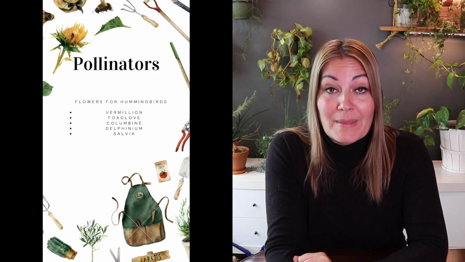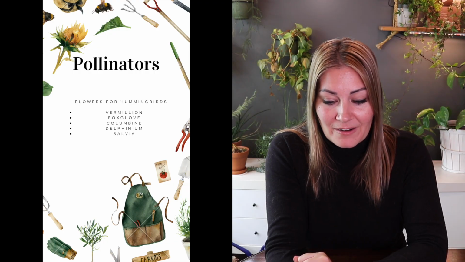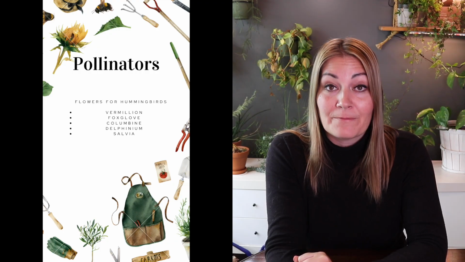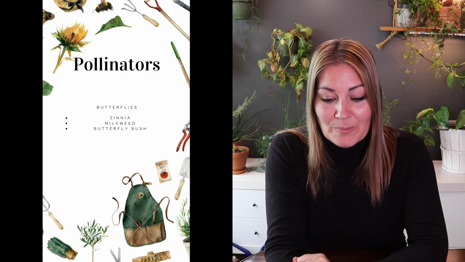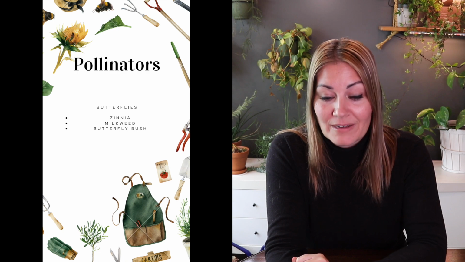If you want to attract hummingbirds into your yard, vermilion, which is a nice tubular shaped flower, foxglove, columbine, delphinium, and salvia. If you want to attract those beautiful butterflies, you could plant zinnia, milkweed, and butterfly bush.